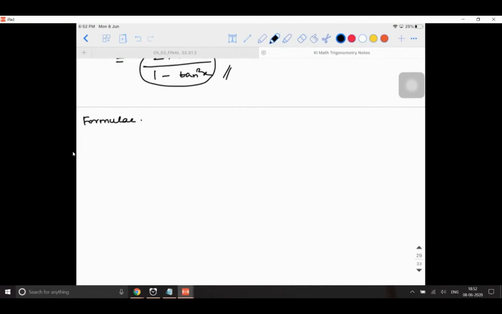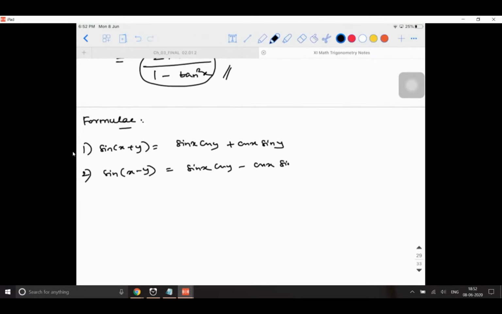There are even more formulae that need to be derived. But we will stop with this and we will start doing some problems based on this concept alone. So tomorrow I'll explain how to do the other ones. So the formulae that we have discussed now are sin of x plus y is equal to sin x cos y plus cos x sin y. Similarly, sin of x minus y is equal to sin x cos y minus cos x sin y.